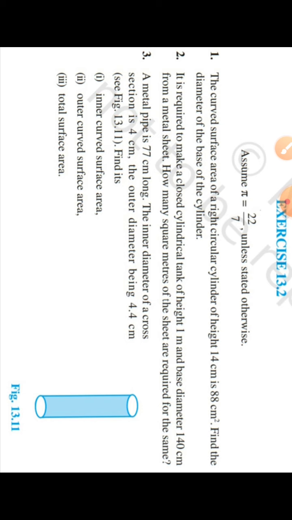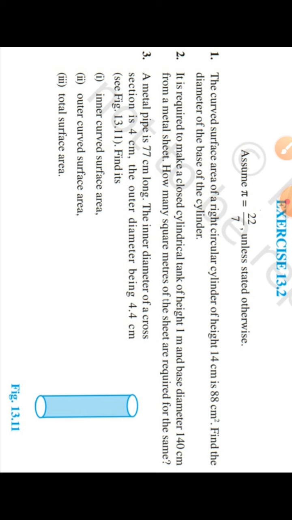Cylinder means you know. What is the cylinder? A cylinder has two measurements or two parameters. One is radius and another is height or length. Both are the same thing. If the cylinder is horizontal, then it is considered as length. Otherwise, if it is vertical, it is considered as height.